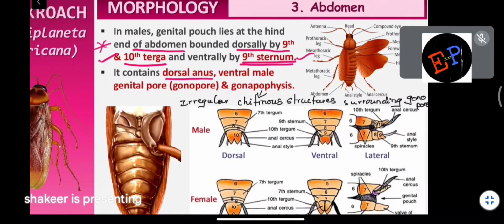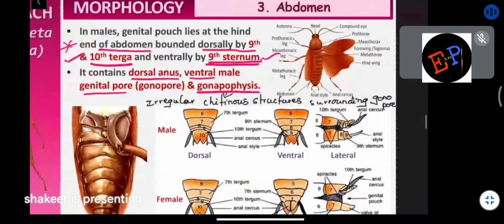Clear? And where is the genital pore present? The genital pore is present on the ventral side, which is also called the gonopore, and it contains gonapophysis. What is meant by gonapophysis? Irregular chitinous structures which surround the gonopore are called gonapophysis. Are you able to understand? So it is a chitinous structure.